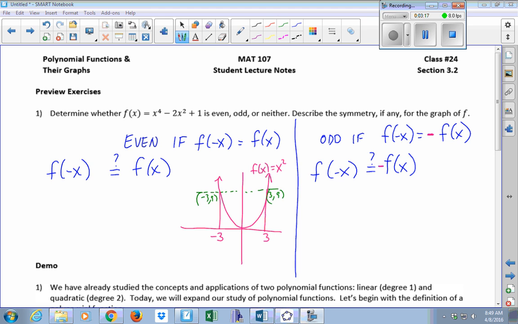But remember, we can't do it for numbers. We have to do it for all x's. So if I already know what f of x is, I can already do the right-hand side of this equation. So it's x to the fourth minus 2x squared plus 1. That's f of x. So I'm still trying to determine if that's the same as taking this function and replacing my input x with the opposite of x. So remember, you have to put that in parentheses.